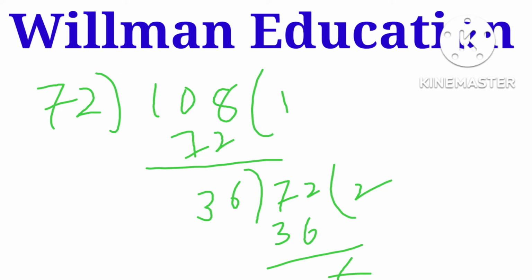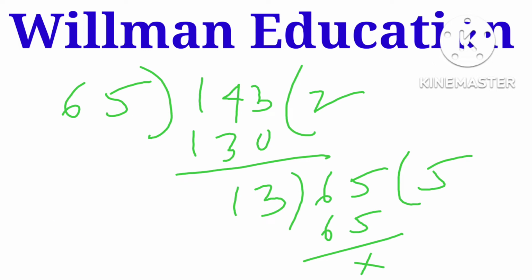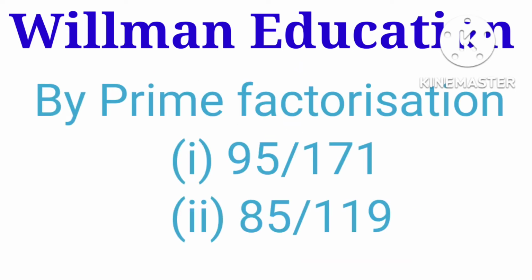That is the HCF method. Remember, you need to know the multiples and the factors. How things are done, it is clear. By the prime factorization method, there are two sums. Number 1, 95 by 171. Number 2, 85 by 119. So sums are worked out.